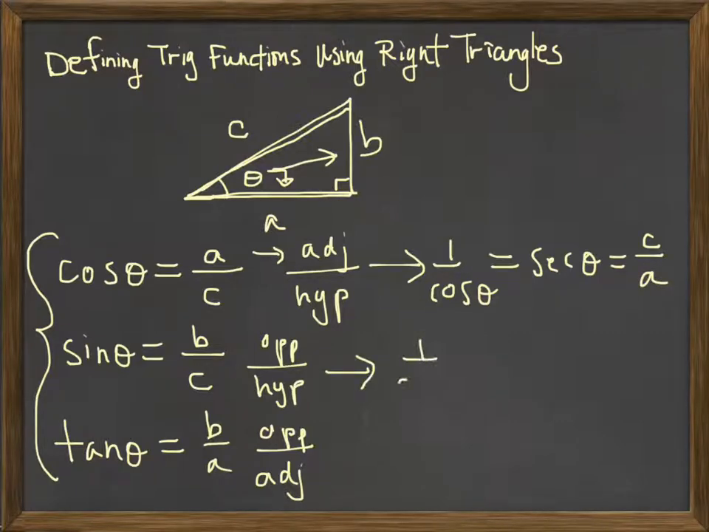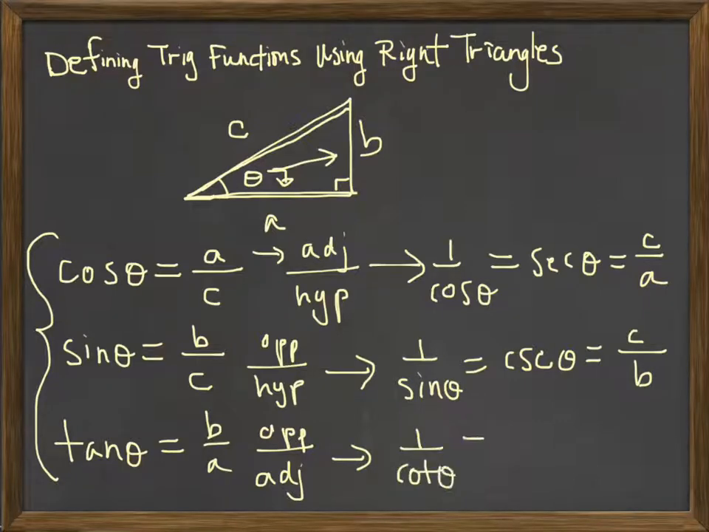Sine has one as well, so 1 over sine theta, we're going to call cosecant of theta, and it's equal to C over B. And lastly, cotangent of theta is the reciprocal, 1 over tangent of theta. Oops, I messed that up right there, didn't I? Let's fix that. So 1 over tangent of theta, the reciprocal of tangent of theta, is equal to cotangent of theta. So that's equal to A over B.